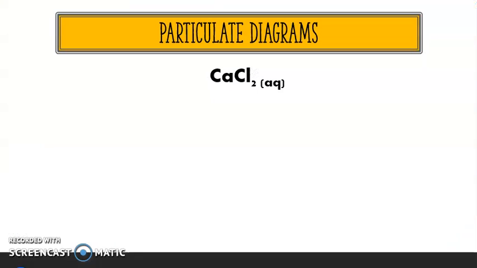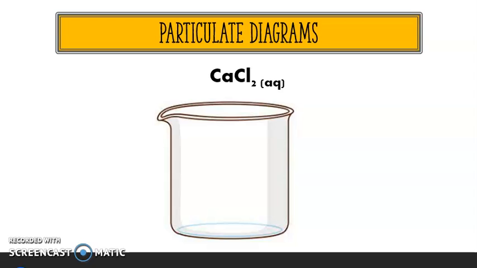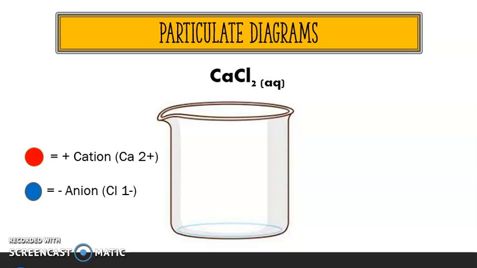Let's think about what CaCl2 would look like if we dissolved it inside of a beaker. So let's get a beaker. And for the purpose of this particulate diagram, let's draw the different ions as little circles. I'm going to draw a red circle for my cation, in this case the Ca2+ ion, and a little blue circle for my negative anion, in this case the chloride Cl1- ion.